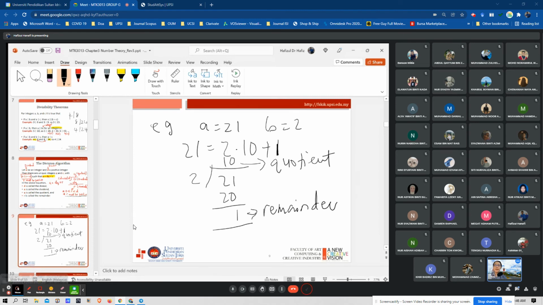Okay, Famarita, is it okay? Is it okay for you? Dini okay ke? Dini? Boleh ya? Okay, okay, this one is we have learned a divisor, dividend, quotient, and the remainder lah.